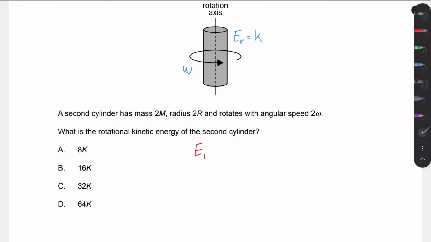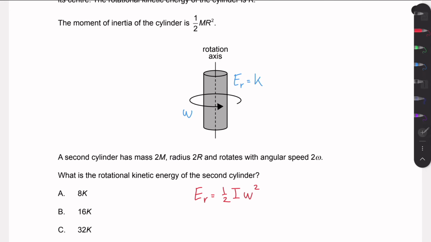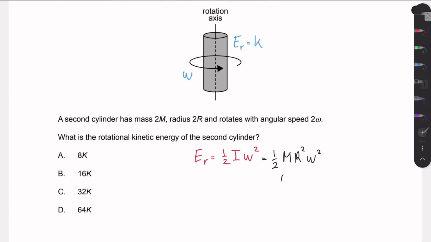Well, E rotational is just 1/2 I times omega squared. We see this from our data booklet. And well, we know that the moment of inertia is 1/2 mr squared. So 1/2 mr squared omega squared. And well, we double the mass, we double the radius, and double the angular speed, but the radius and the angular speed are squared. So this is 2 times 4 times 4, which is 16 times 2, 32.